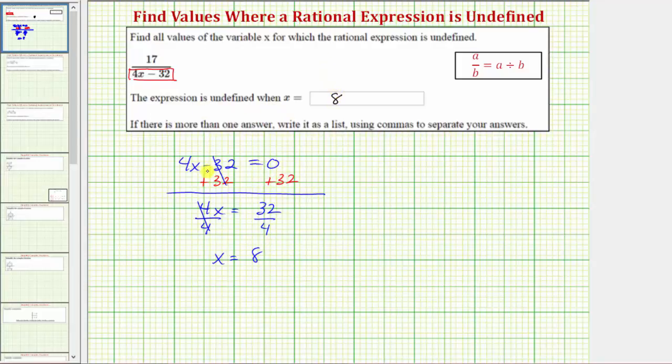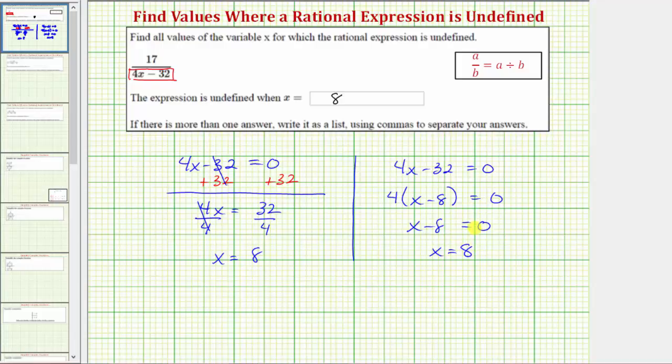We could have also solved this equation by factoring. Let's show that method as well. Beginning with the quantity 4x minus 32 equals 0. If we factor the left side, the greatest common factor is 4. If we factor 4 out of the left side, we'd be left with the quantity x minus 8. This product is equal to 0 when the factor of x minus 8 equals 0. To solve for x, we'd add 8 to both sides, giving us the same value of x equals 8, where the expression is undefined.